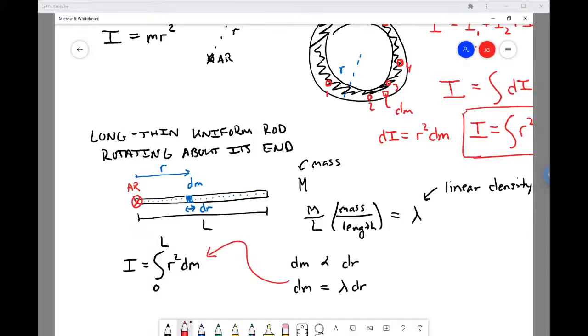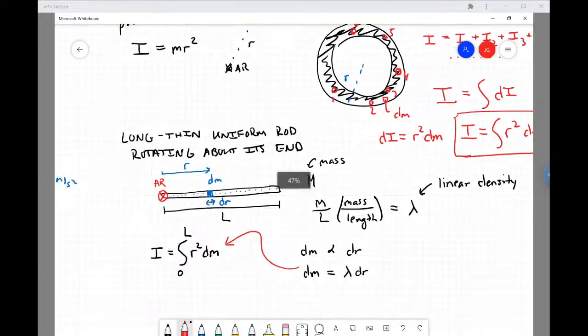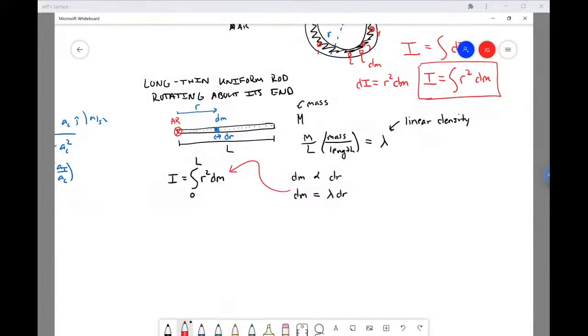So you can plug that in up there, which will give you I equals the integral from 0 to L of r squared. And now instead of dm, we have lambda dr. And the lambda is a constant. It's because it's a uniform rod. So we can pull that out in front. And now we can do this integral because we're integrating with respect to r instead of dm.